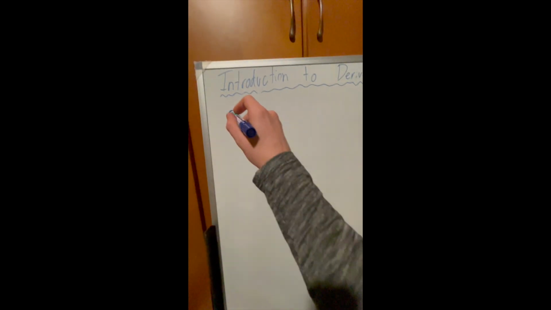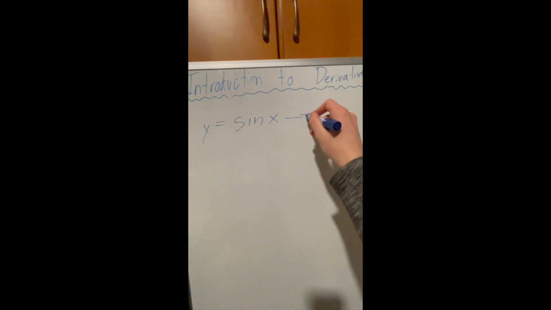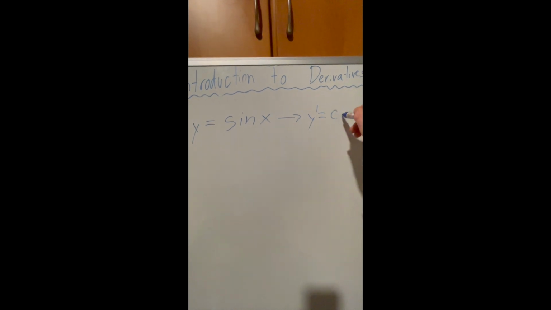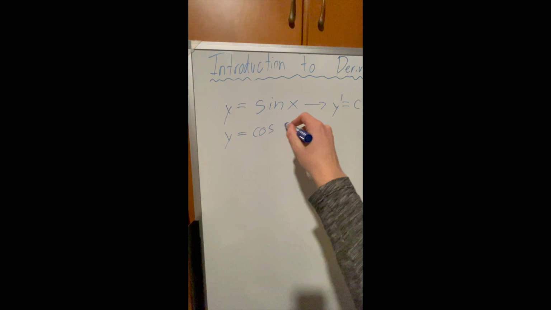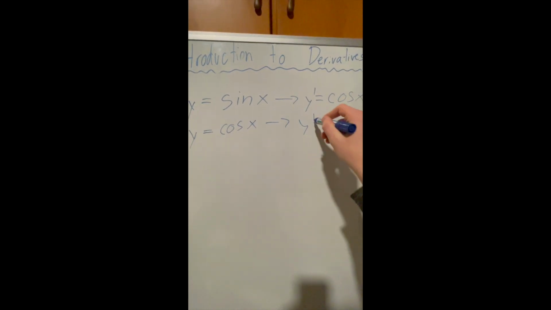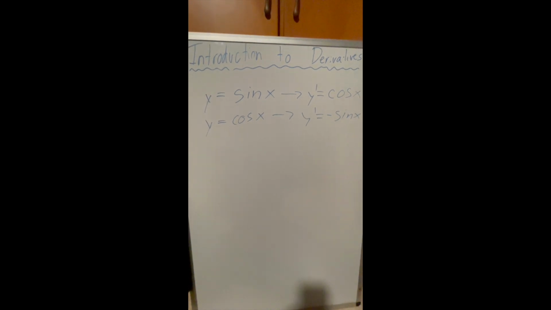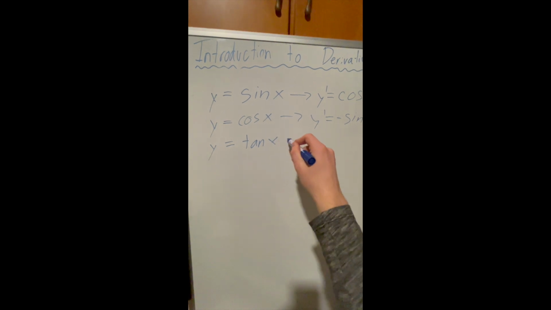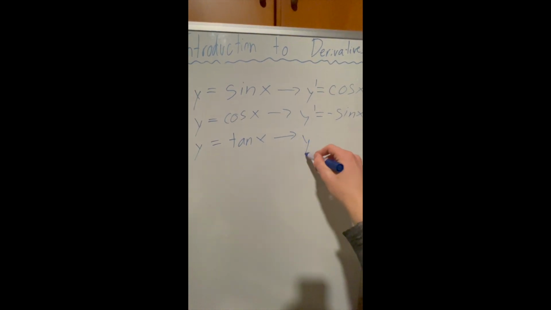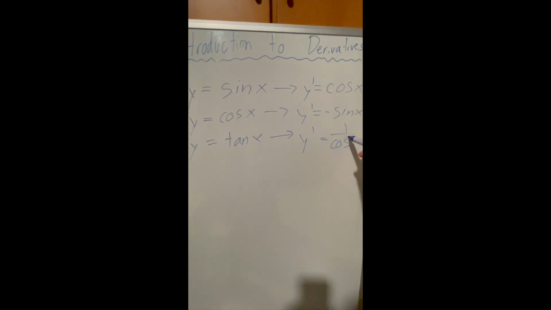We have more formulas such as y is equal to sine of x, and the derivative of this is simply cosine of x. Y is equal to cosine of x, and the derivative of this is negative sine of x. And y is equal to tangent of x, and our derivative is 1 over cosine squared of x.